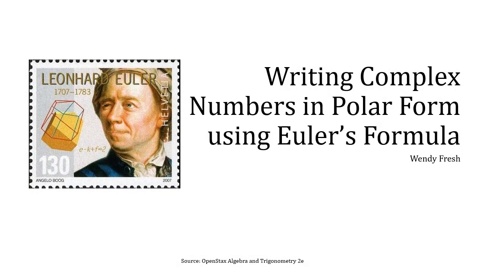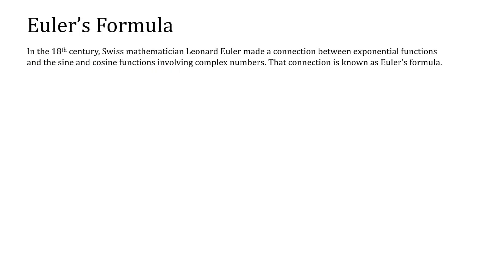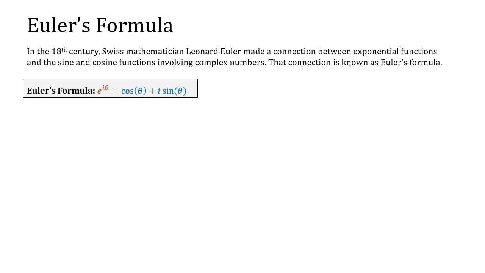In this section, we'll talk about writing complex numbers in polar form using Euler's formula. In the 18th century, Swiss mathematician Leonhard Euler made a connection between exponential functions and the sine and cosine functions involving complex numbers. That connection is known as Euler's formula. Euler's formula states that e raised to the i times theta power is equal to cosine of theta plus i times the sine of theta.